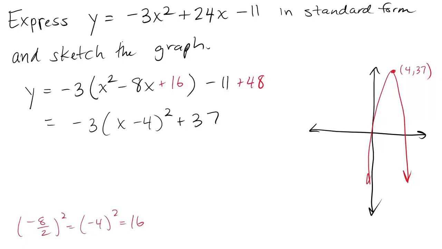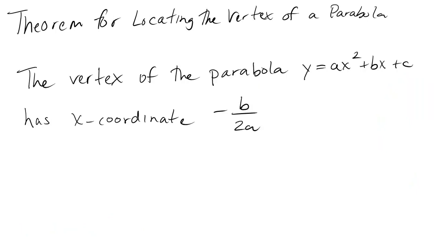So rewriting the equation in standard form gives us one way to identify where the vertex is. But there's an alternative. There's a shortcut formula for finding the x-coordinate of the vertex. The vertex of the parabola y equals ax squared plus bx plus c automatically has x-coordinate opposite of b over 2a. b is the coefficient on x, a is the coefficient on x squared. So you take the negation of the quotient of b and 2 times a. That's the x-coordinate of the vertex of the parabola.